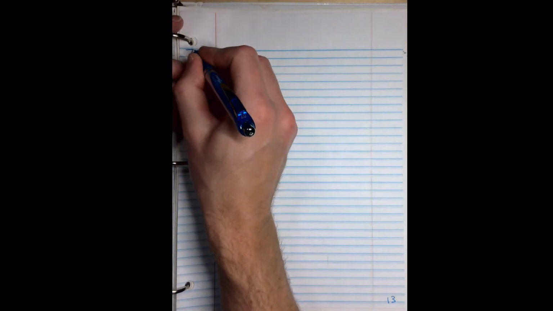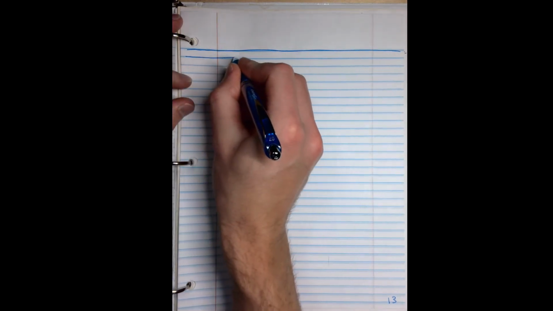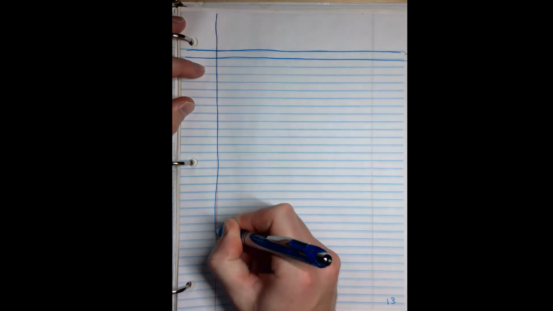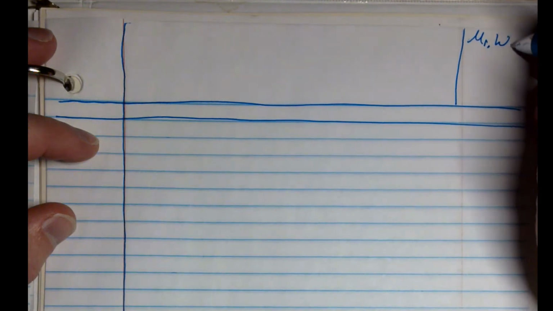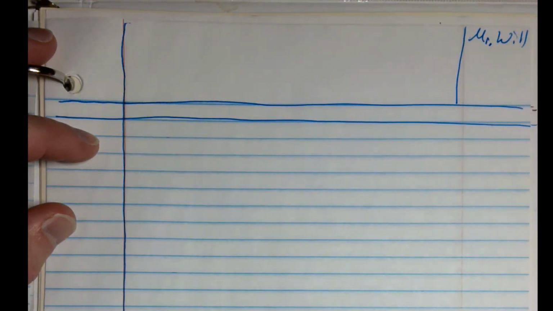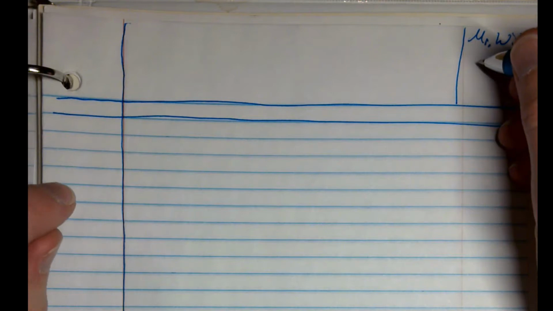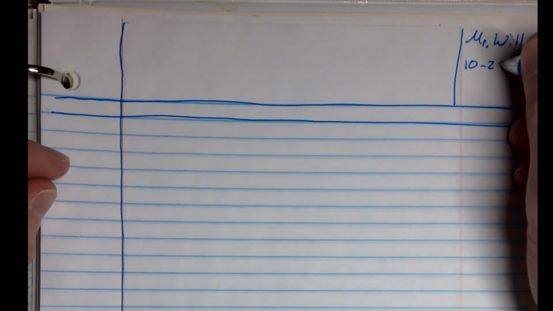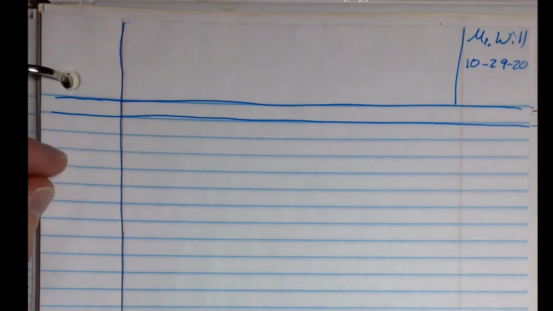So I'm going to just draw a line straight across. And then another one right below that. And then a side one all the way down to the bottom. And then a side one over here. So this is where I put my name and the date. So it will be 10/29/20 tomorrow, or when you guys are watching this.